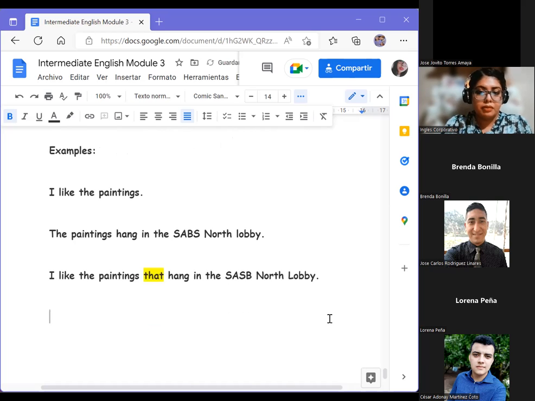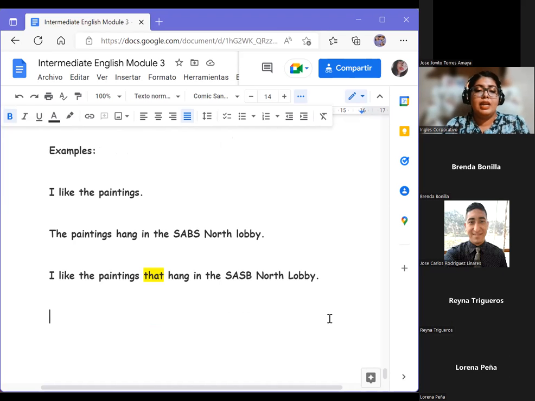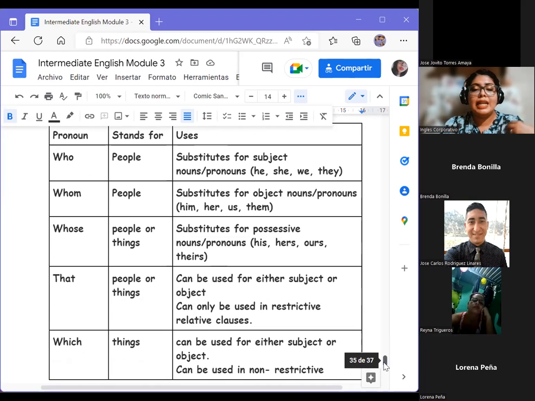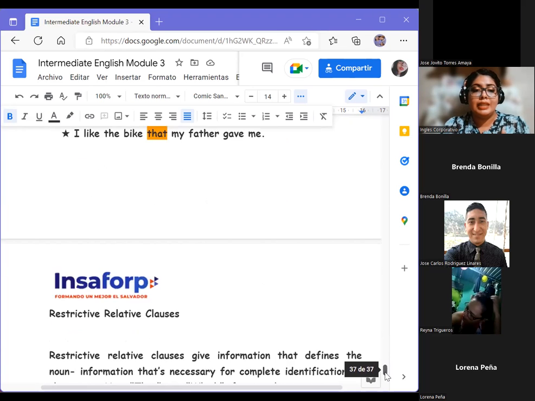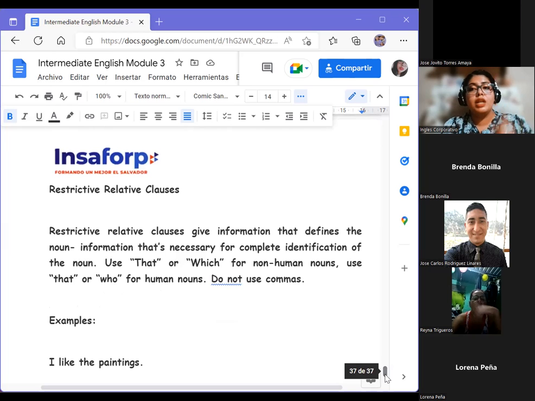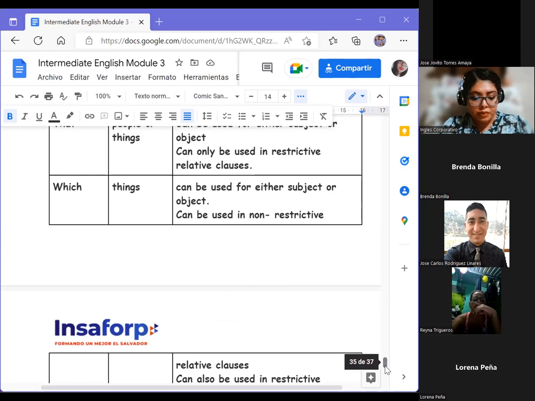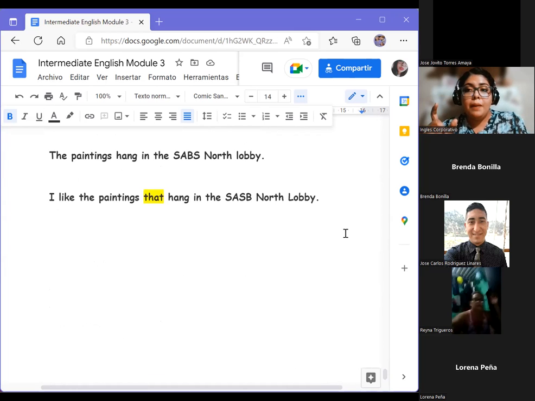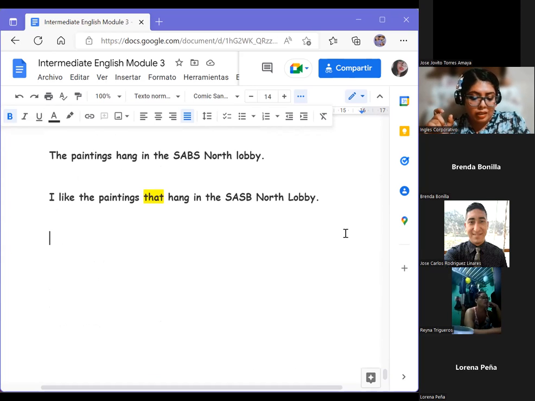Sorry, and if you use which, it's correct too? In that case, no, because we are not using that pronoun. We have the list here: who, whom, whose, that, and which. In this case we are using that, and we use which for non-human. But now we are going to see the example with which, that is the word we are going to use for this. It says that when we are using which, it's acceptable, but some people don't really like to use which with that sentence.